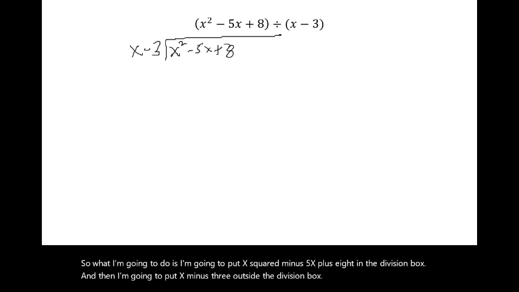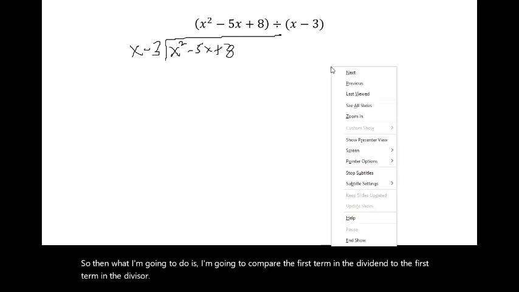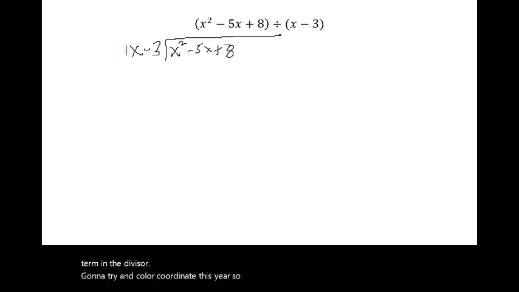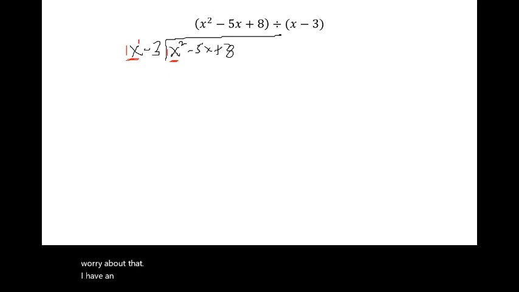So then what I'm going to do is I am going to compare the first term in the dividend to the first term in the divisor. Going to try and color coordinate this here. So we're going to compare this first term, this 1x to the power 1, to this 1x squared. And we're going to ask ourselves, what do we need to multiply x by to turn it into x squared? Well, the coefficients already match, so we don't have to worry about that. I have an x to the power 1 here in the divisor and an x to the power 2 here in the dividend.